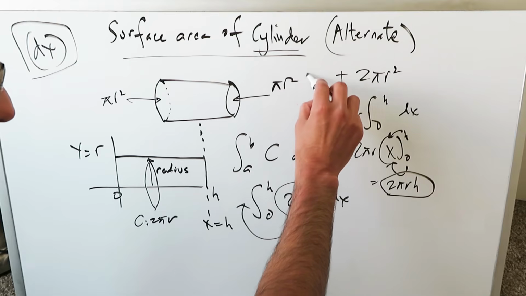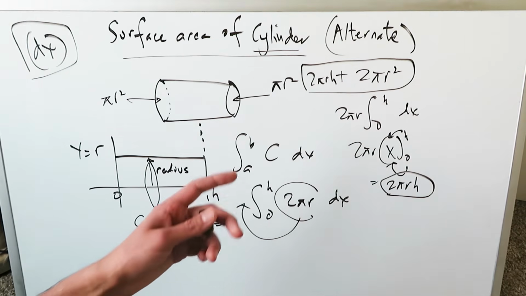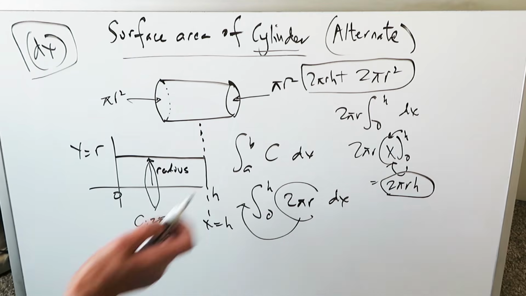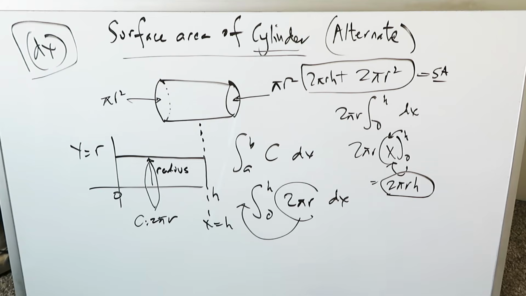This 2 pi r h will add to this right here, and that will be your surface area of a cylinder. 2 pi r h plus 2 pi r square is equal to the surface area of a cylinder, and that's your intuitive way.